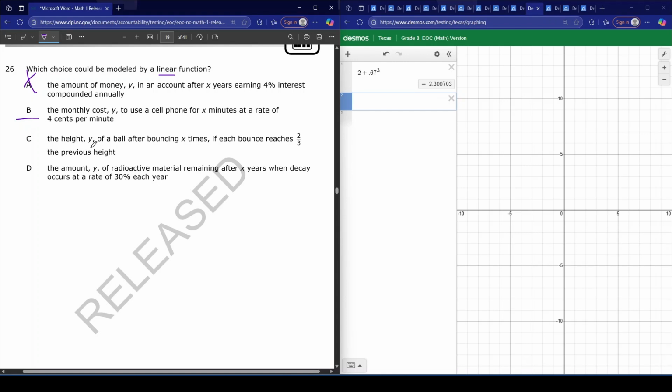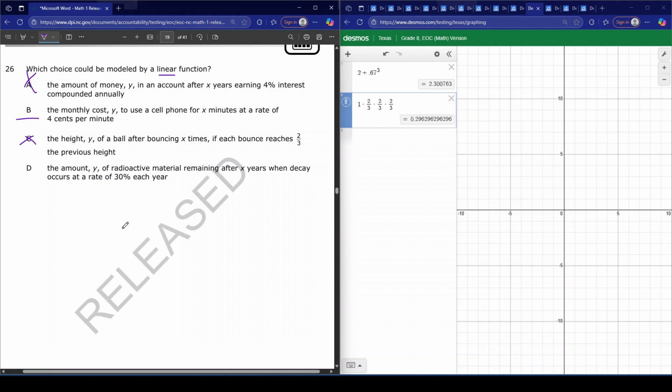C, the height y of a ball after bouncing x times if each bounce reaches 2/3 of the previous height. So no, it's kind of a geometric sequence if you really think about it, because 1 times 2/3 times 2/3 times 2/3, it goes on and on and on, okay? But that's not really a linear function either, so let's cross that out, okay?